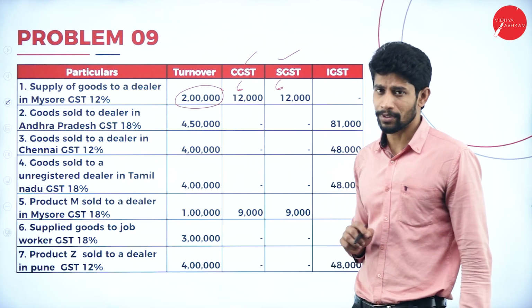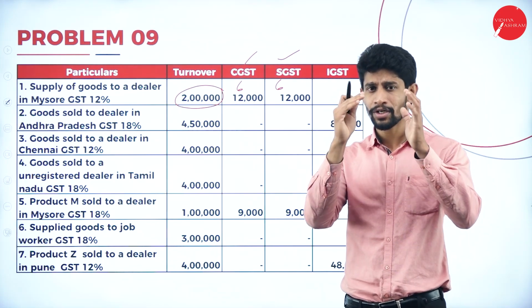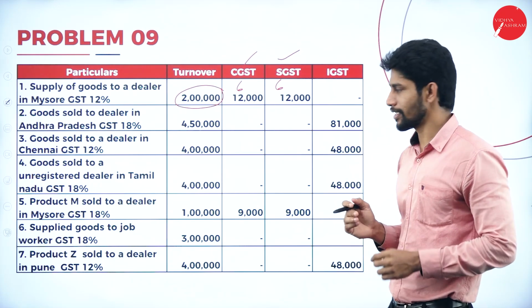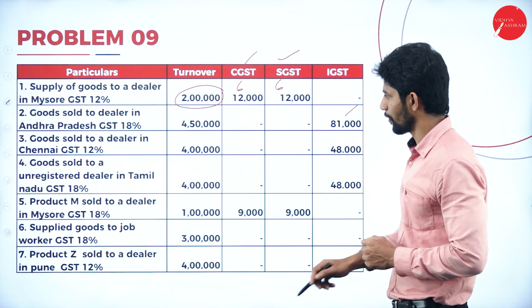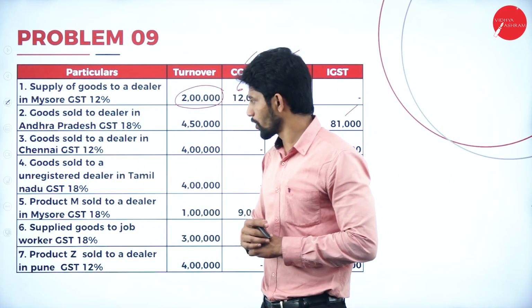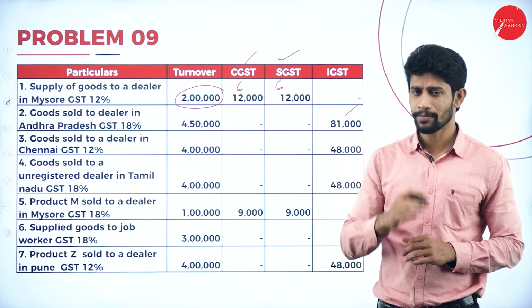Next, goods sold to a dealer in Andhra Pradesh, GST at 18%. To a dealer in Andhra Pradesh, transaction is happening between two states. So, what tax is applicable? Yes, IGST is applicable. Compute IGST of 18% on 4 lakh 50,000. Next, goods sold to a dealer in Chennai, GST at 12%.